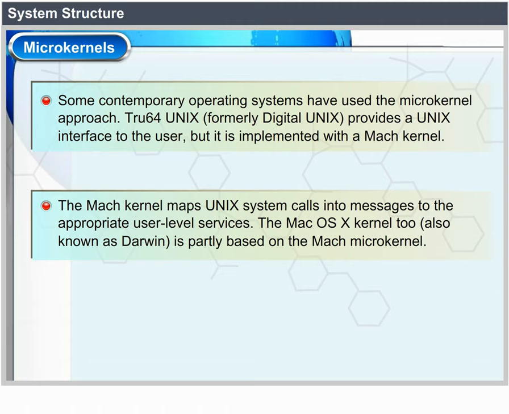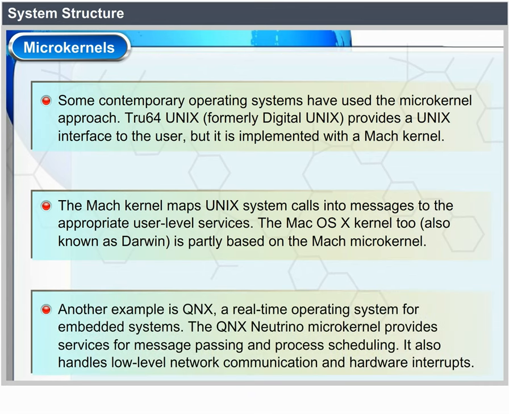Another example is QNX, a real-time operating system for embedded systems. The QNX Neutrino microkernel provides services for message passing and process scheduling. It also handles low-level network communication and hardware interrupts.